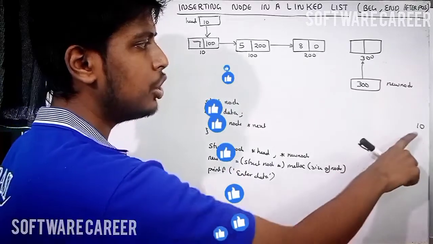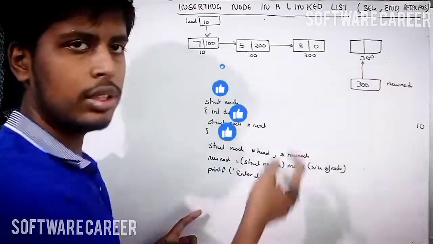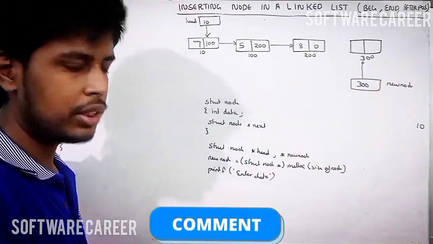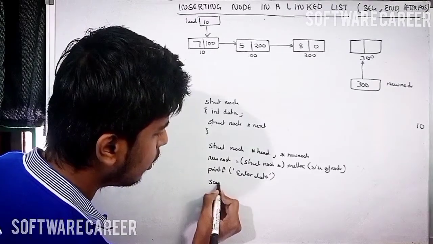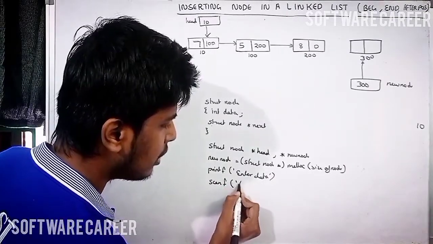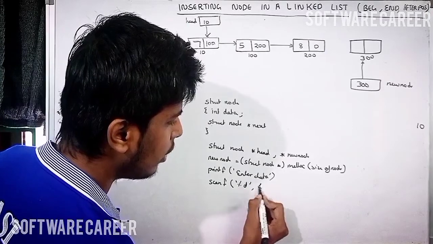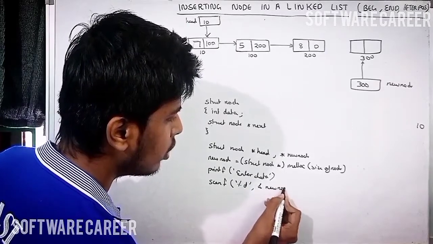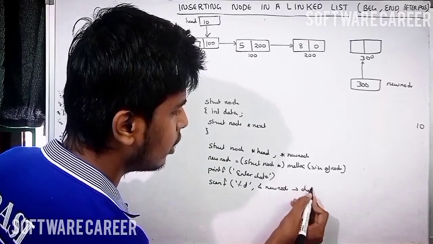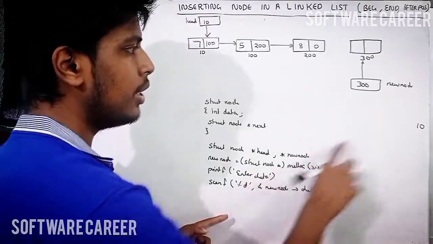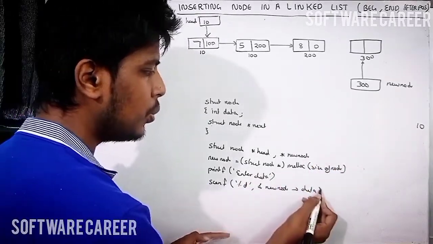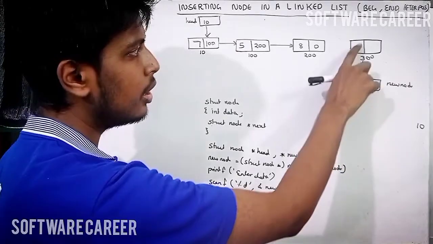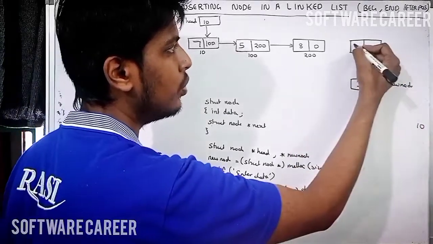Now if the user says 10, 10 should be put into the data part of the new node. So 10 should be read as new node data. How to read? By using the scanf function. So I am writing scanf %d comma and new node data. Now the entered data is 10. 10 is read as new node data. New node is 300, and 300's data part stores 10 over here.